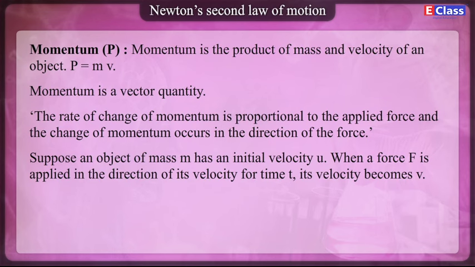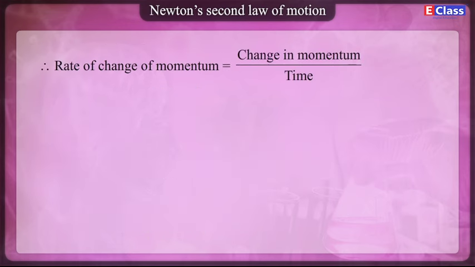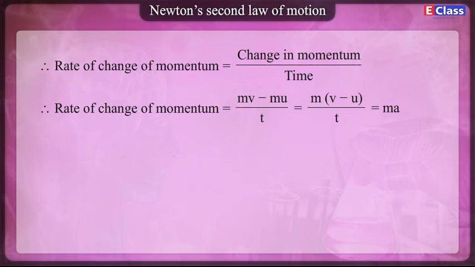When a force F is applied in the direction of its velocity for time t, its velocity becomes v. Therefore, the initial momentum of the object is equal to mu. Its final momentum after time t is equal to mv. Therefore, rate of change of momentum is equal to change in momentum upon time, which is equal to mv minus mu upon t, which is equal to m(v minus u) upon t, which is equal to ma.